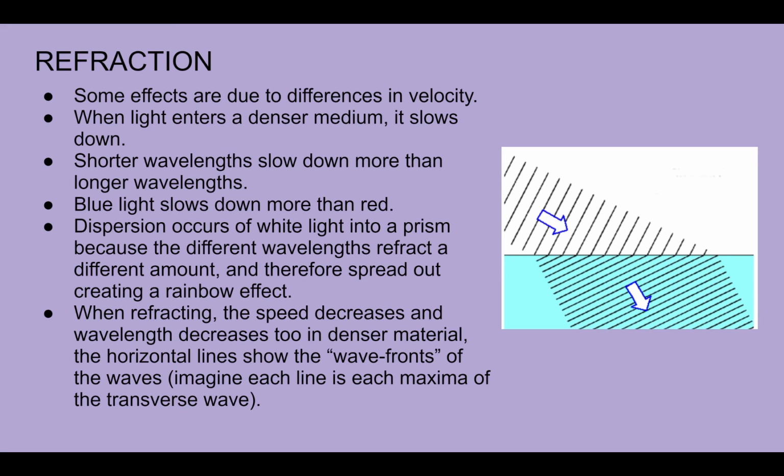Dispersion occurs when white light enters a prism because the different wavelengths refract by different amounts and therefore spread out, creating a rainbow effect. When refracting, the speed decreases and the wavelength decreases too in denser materials. The horizontal lines show the wavelength of the waves. Imagine each line is a maxima of the transverse wave.